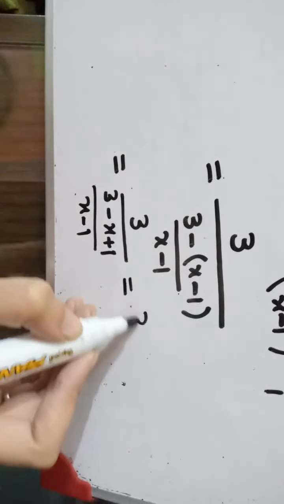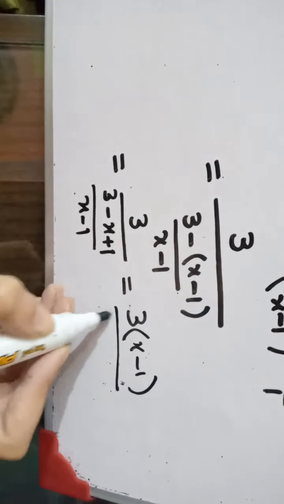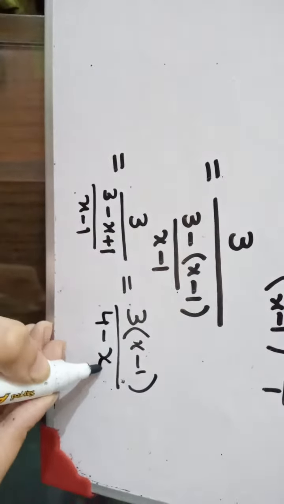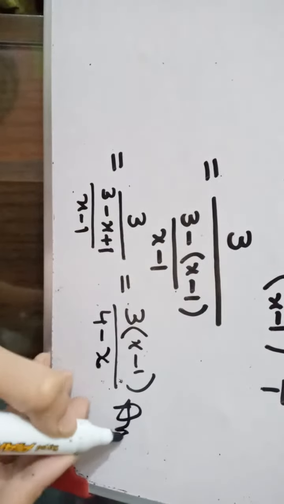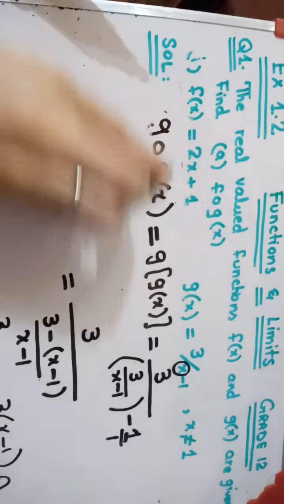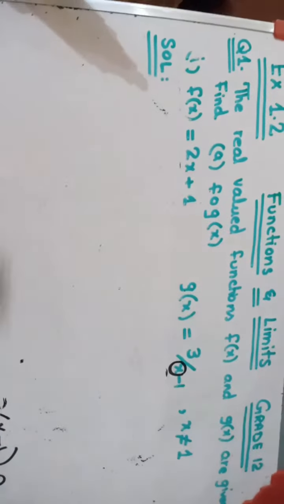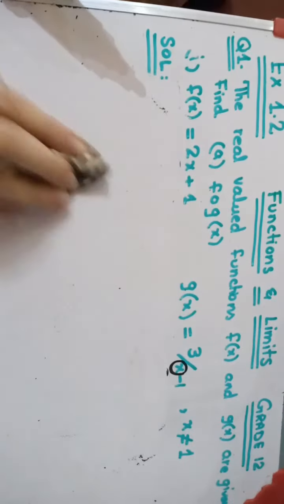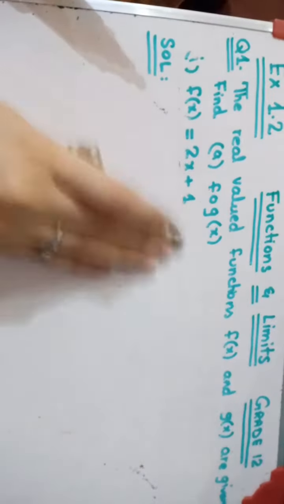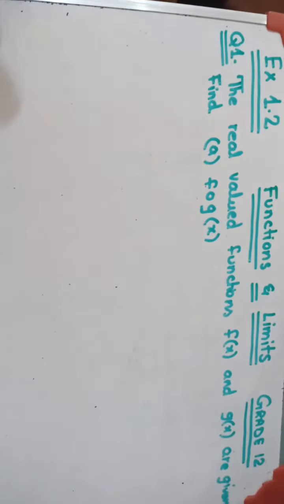It will come in the numerator and it will become 4 minus x. So it's your required answer. Similarly, you can do all the questions, all the parts of this question. This was our first question and all the parts of this question we have solved.